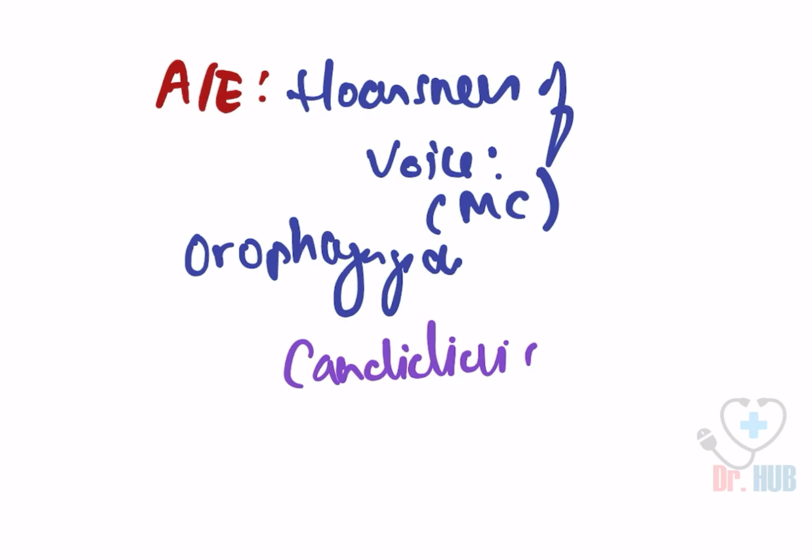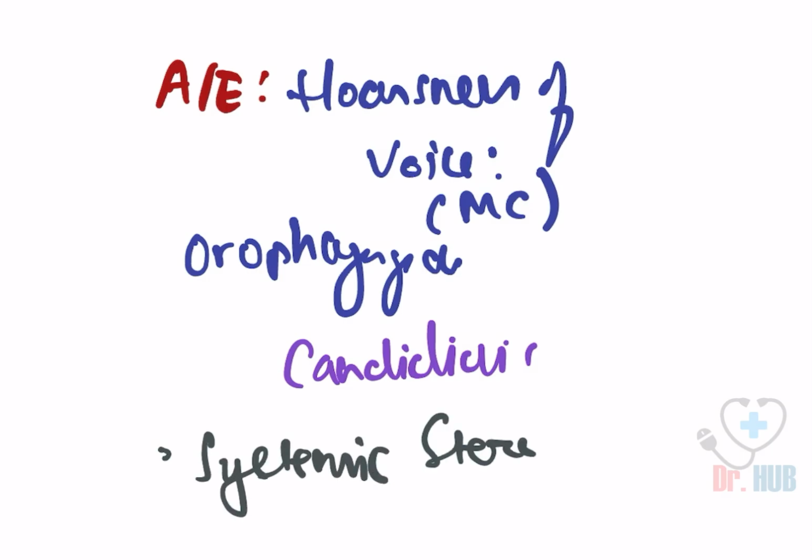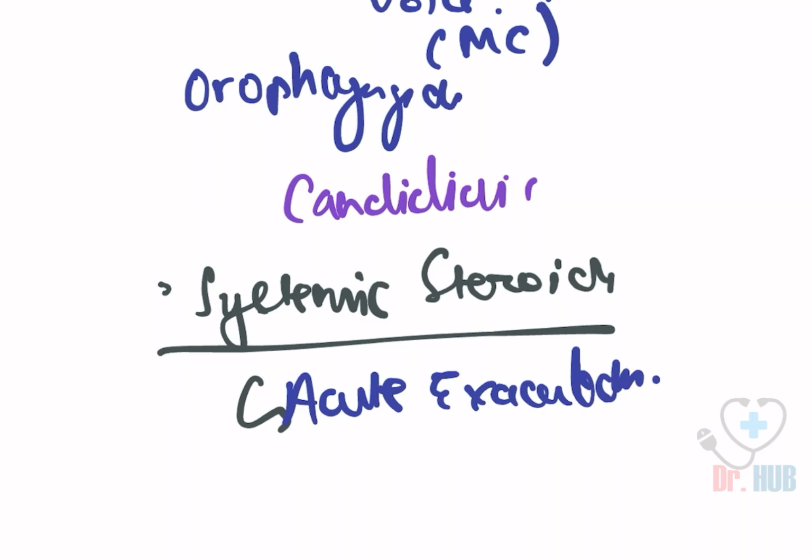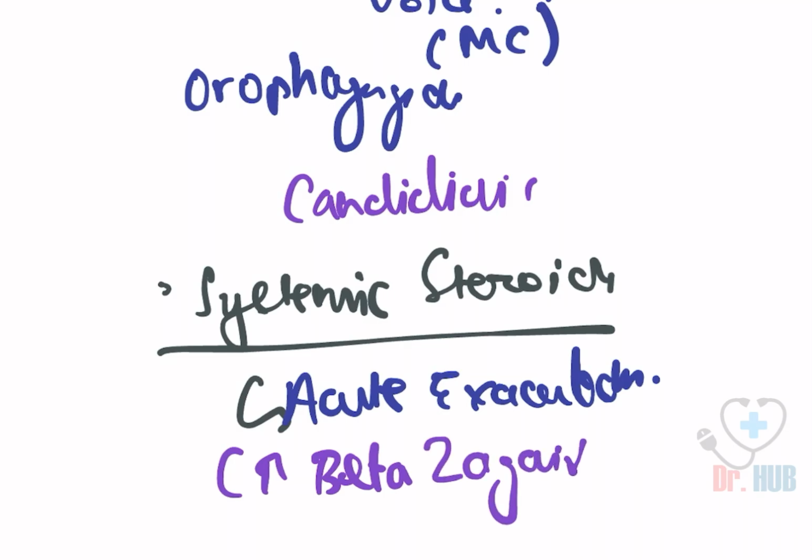Then we look at the use of the systemic steroids. So the systemic steroids, the use is that it is for the acute exacerbation, that is leading to the increased beta 2 agonist effect.